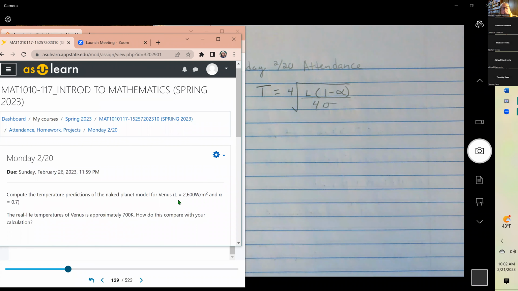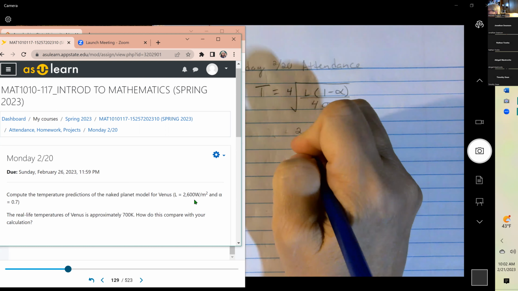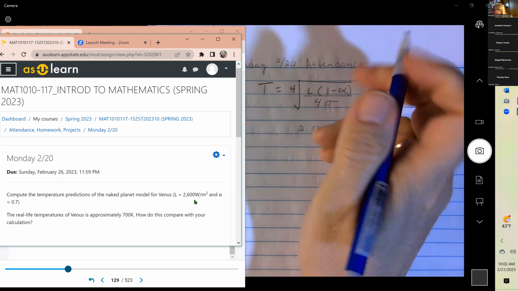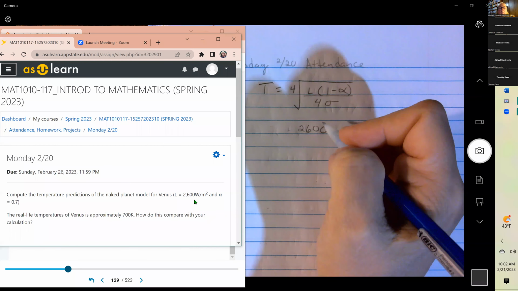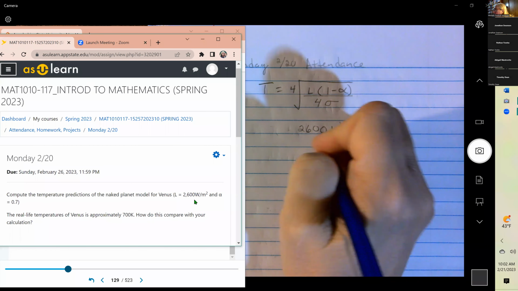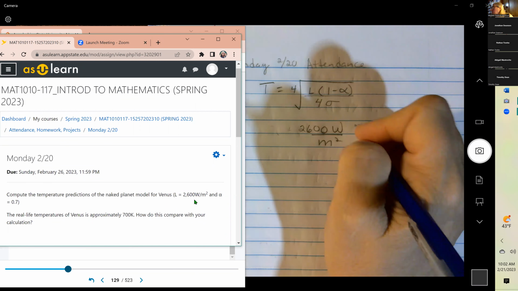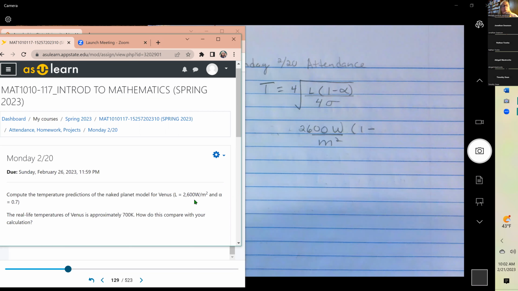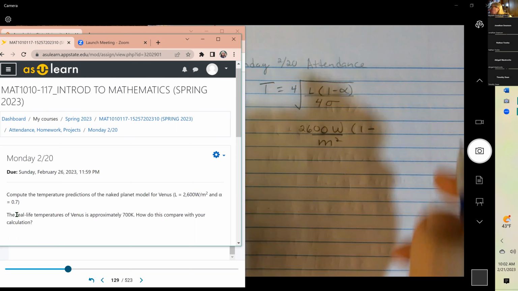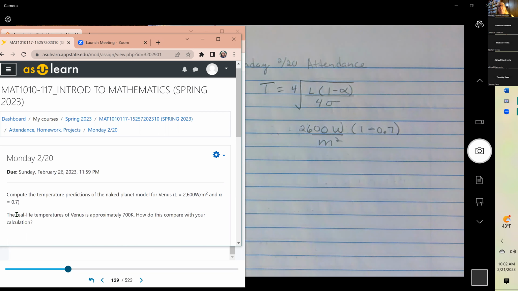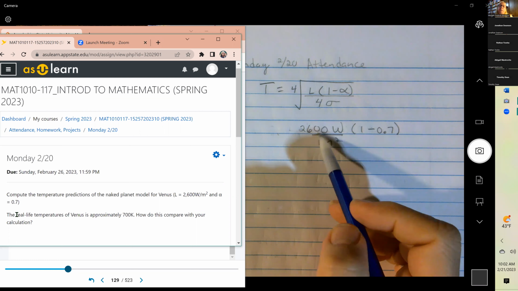L is 2,600. One minus the albedo: Earth was 0.3. This one, the albedo is 0.7. That tells you how much it reflects. So this planet reflects a lot more.